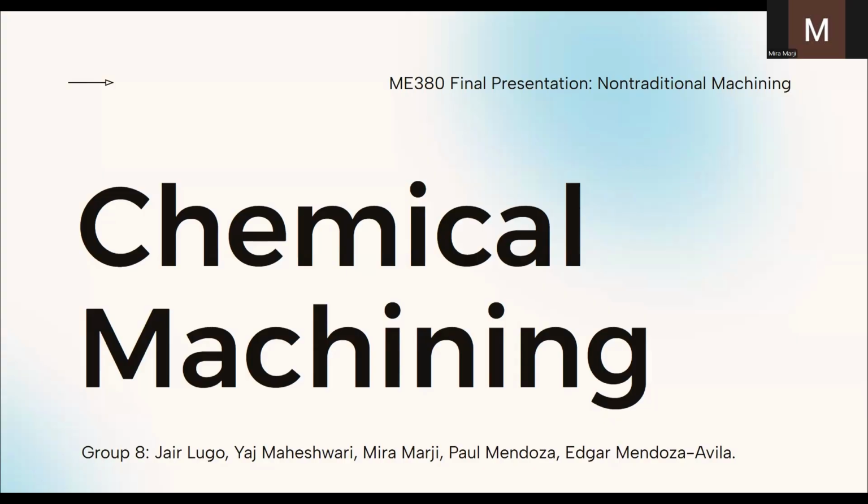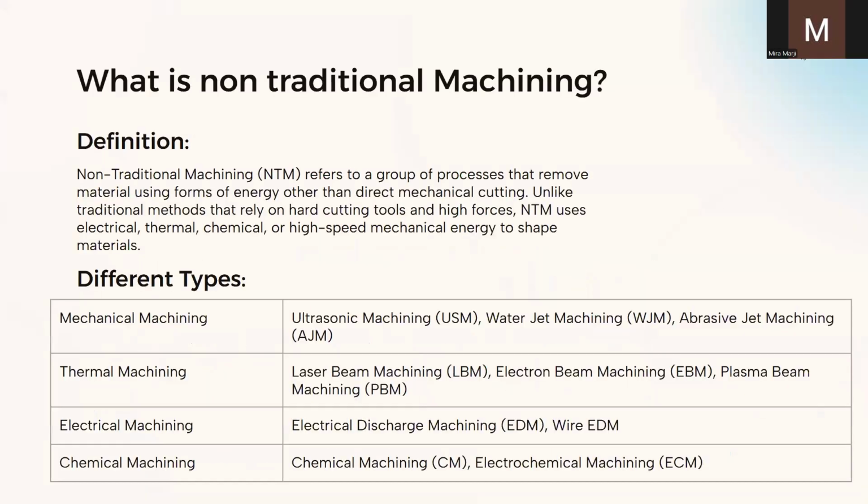First, we want to talk a little bit more about non-traditional machining and what it means. Non-traditional machining refers to a group of processes that remove material using forms of energy other than direct mechanical cutting. Unlike traditional methods that rely on hard cutting tools and high forces, non-traditional machining uses electrical, thermal, chemical, or high-speed mechanical energy to shape materials.